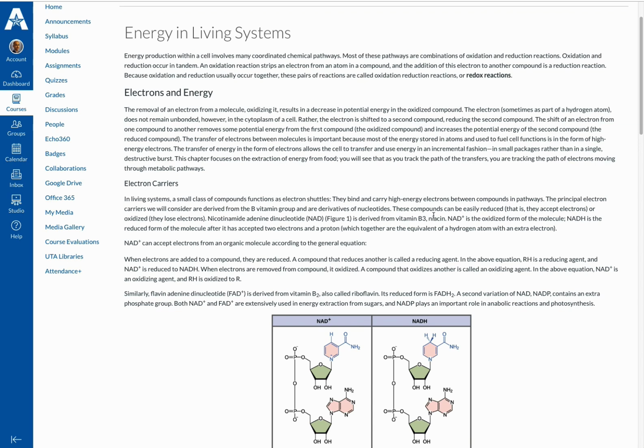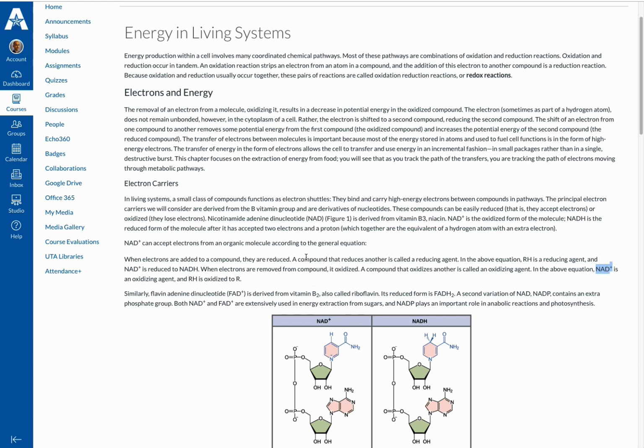So a reducing agent is something that reduces something else. NAD+, for example, is something that reduces something else, and it ends up being reduced to NADH. And something that oxidizes or takes electrons away from something else, that would be like NAD+. So NAD+ would be an oxidizing agent because it is the thing that is being reduced.